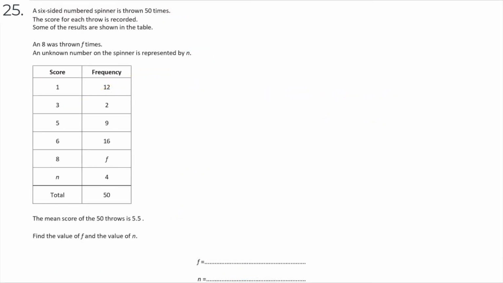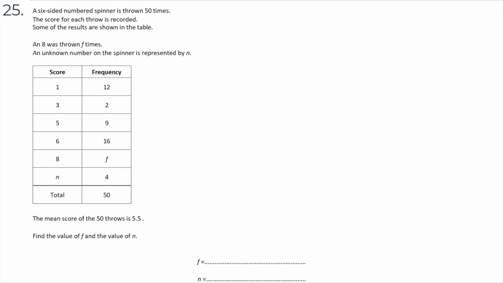A 6-sided numbered spinner is thrown 50 times, and the score for each throw is recorded. Some of the results are shown in the table. An 8 was thrown F times. An unknown number on the spinner is represented by N. The mean score of 50 throws was 5.5. Find the value of F and the value of N.